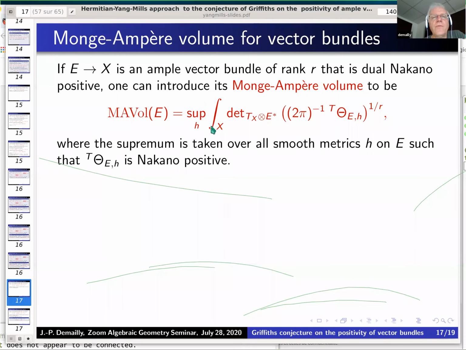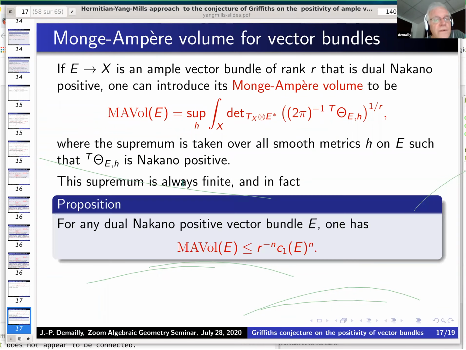It's not a priori clear whether the supremum is finite, by the way. But I'm coming to this. So in fact, the supremum is finite. And in fact, you can show that this supremum is less than or equal to r to the minus n times the first Chern class of E raised to power n, which is the same as c1 of the determinant of E. Okay, so the determinant of E is ample, so c1 of that is a positive form. You get a positive number, and this integral cannot exceed this. It is not very hard to prove.